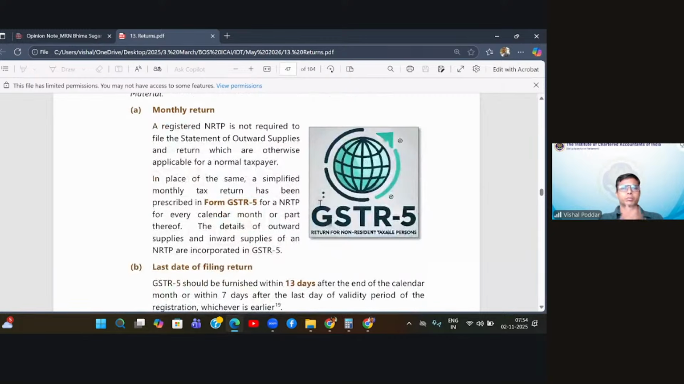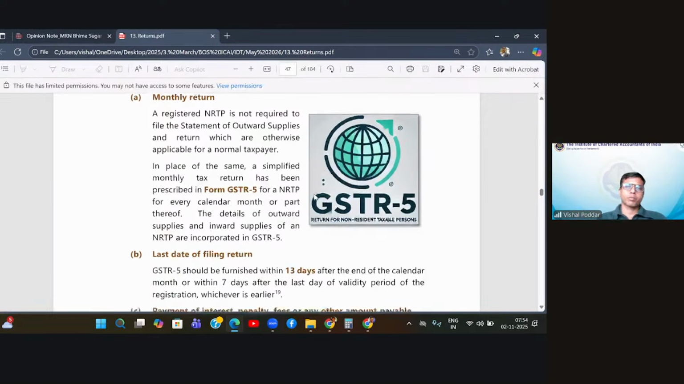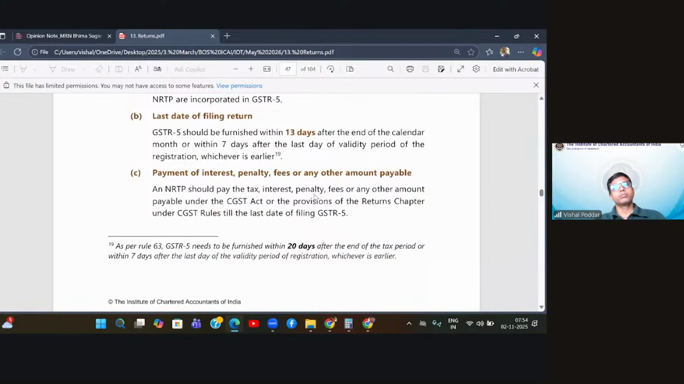Monthly return. A registered NRTP is not required to file the statement of outward supplies and returns which are otherwise applicable for a normal taxpayer. In place of the same, a simplified monthly tax return has been prescribed in Form GSTR 5 for an NRTP for every calendar month or part thereof. The details of outward supplies and inward supplies of an NRTP are incorporated in GSTR 5. Last date of filing return. GSTR 5 should be filed within 13 days after the end of the calendar month or within 7 days after the last day of validity period of the registration, whichever is earlier.